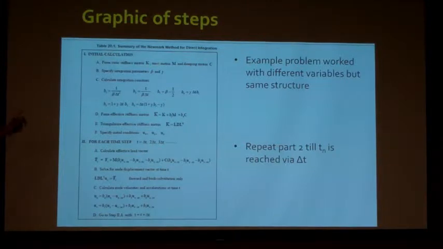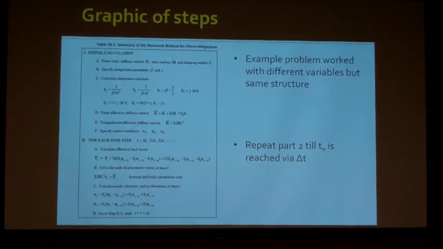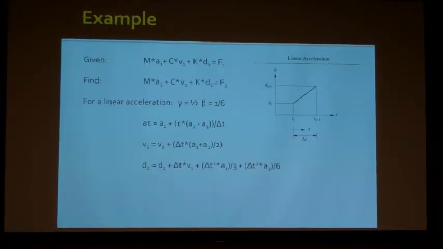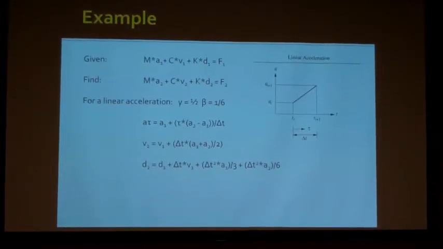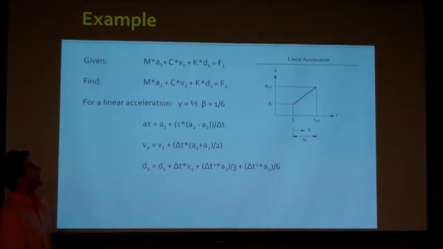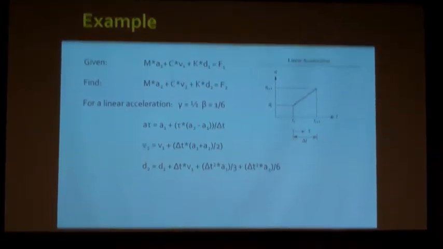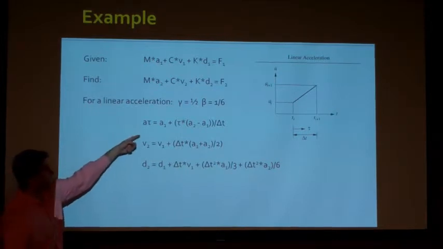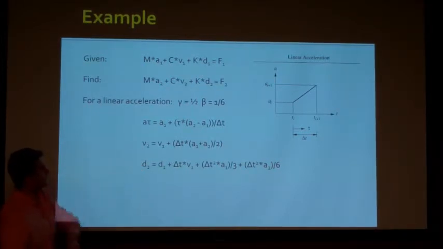So this is a general, I guess, step-by-step process of how to do it with some of the more complex problems. But like I said, we're just going to use one that's for a single member. So, if you're given a mass matrix, acceleration, basically if you're given all of these, you want to find the second set of forces. And we're going to do it for a linear acceleration, so gamma is 1/2 and beta is 1/6. Here are your general equations for acceleration, your v2, and your d2.